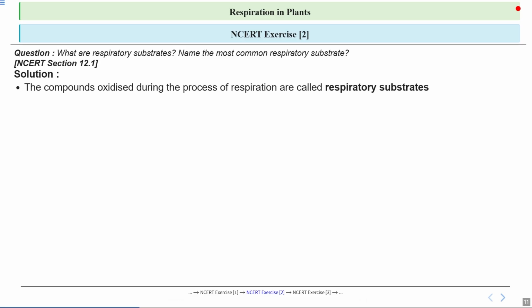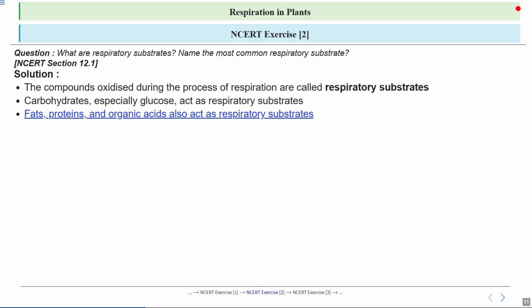So respiratory substrates are compounds that are oxidized during the process of respiration. For example, glucose. Carbohydrates, especially glucose, act as a respiratory substrate, which we have studied in glycolysis. There are other respiratory substrates like fats, proteins, and organic acids.